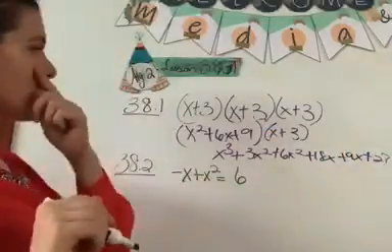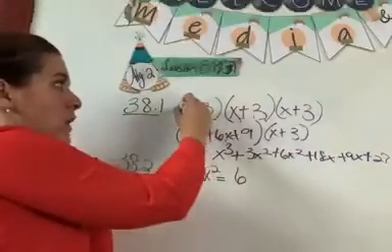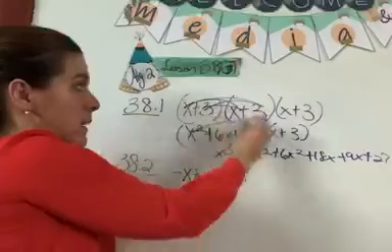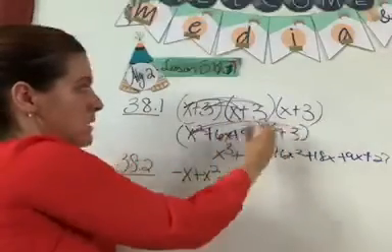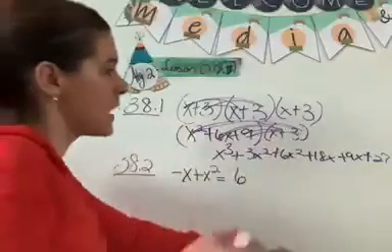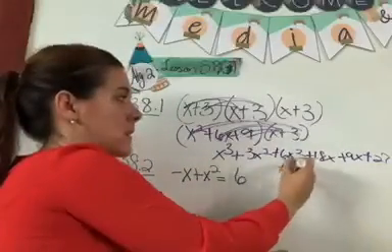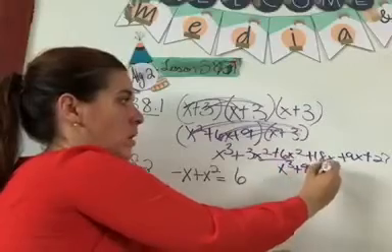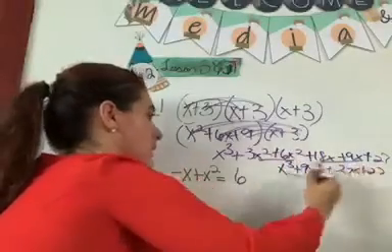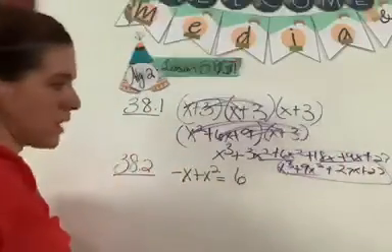If you're like, what, Miss Jessica, are you serious about all that? Yeah, just make sure you go like this. This times this, this times this, and so on. You just have to make sure everything touches each other. So you're going to have x to the third plus 9x squared plus 27x plus 27. And there is your answer expanded.